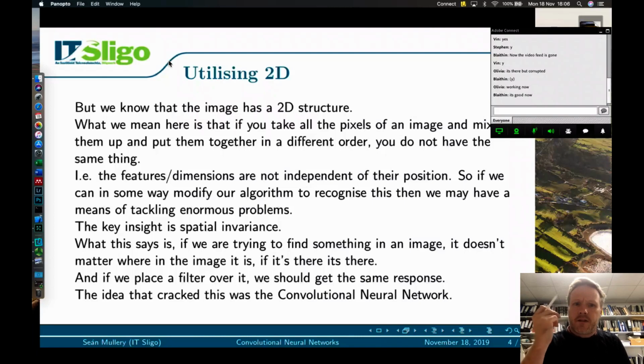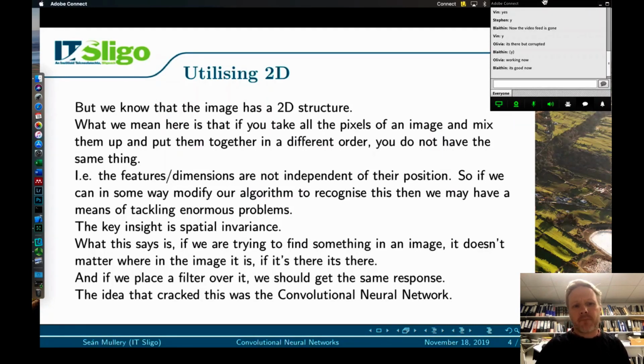We know that an image has two-dimensional structure in it. And what we mean here is that if we were to take the pixels from an image and mix them up and put them together in a different order, then we don't have the same thing. So clearly there's something about the structure of an image and where the pixels are positioned in relation to each other that has meaning. So for that reason, we want to try and make use of that.